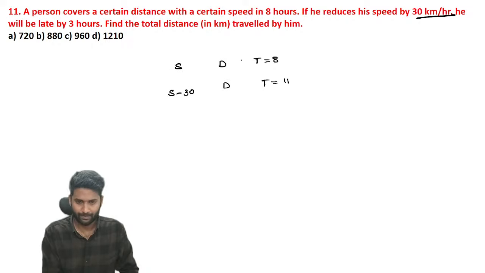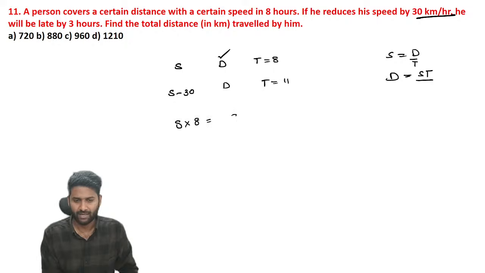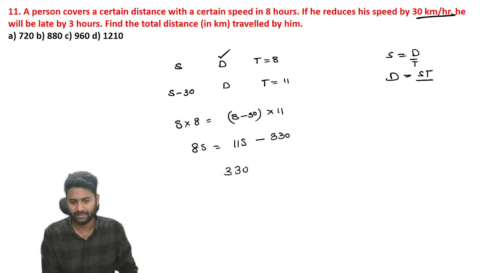In both the comparisons, distance is common. Speed is equal to distance by time, so distance is speed into time. Initially the time is 8 hours, with speed s. Now we are reducing the speed by 30 km per hour, and it takes 11 hours. Let's go through the simplification. 11s minus 330 equals 8s. If 330 is equal to 3s, then s is equal to 110 kilometers per hour.